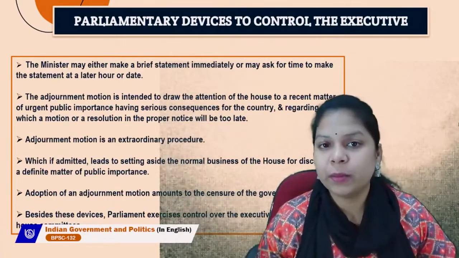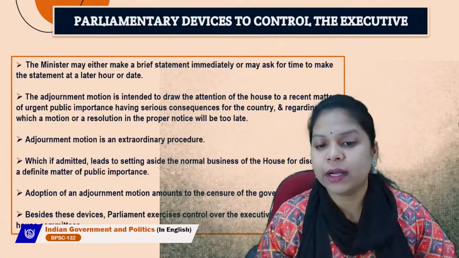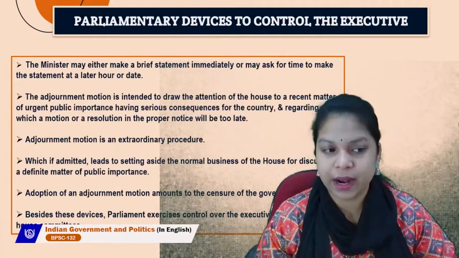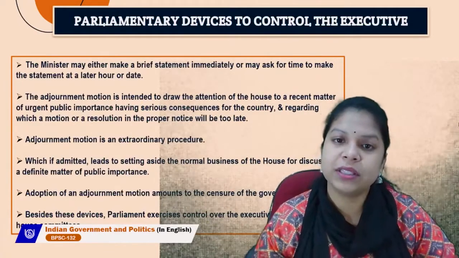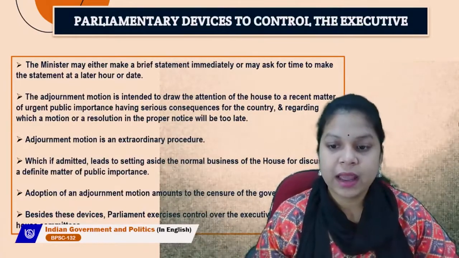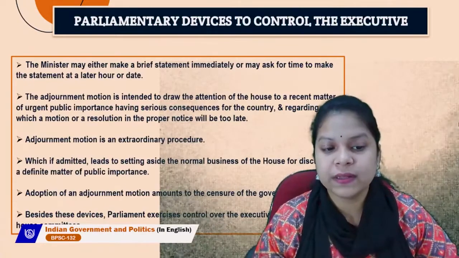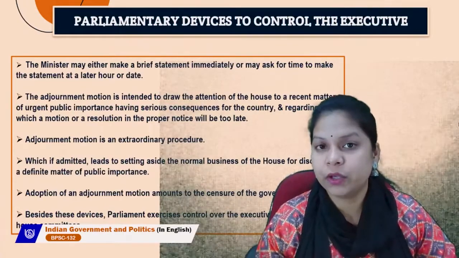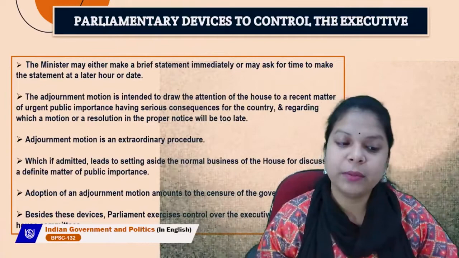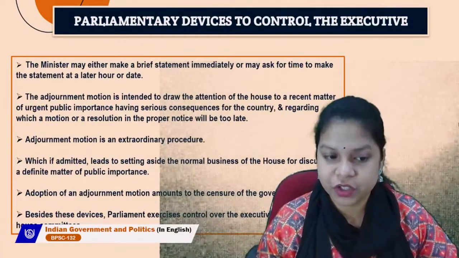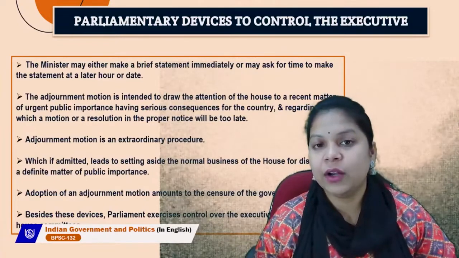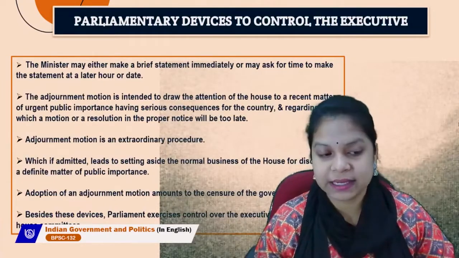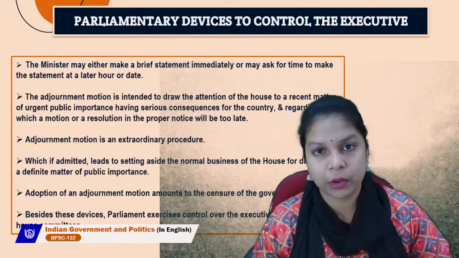The adjournment motion is intended to draw the attention of the House to a recent matter of urgent public importance having serious consequences for the country, and regarding which a motion or a resolution with proper notice will be too late. So, the adjournment motion is an extraordinary procedure which, if admitted, leads to setting aside the normal business of the House for discussing a definite matter of public importance.